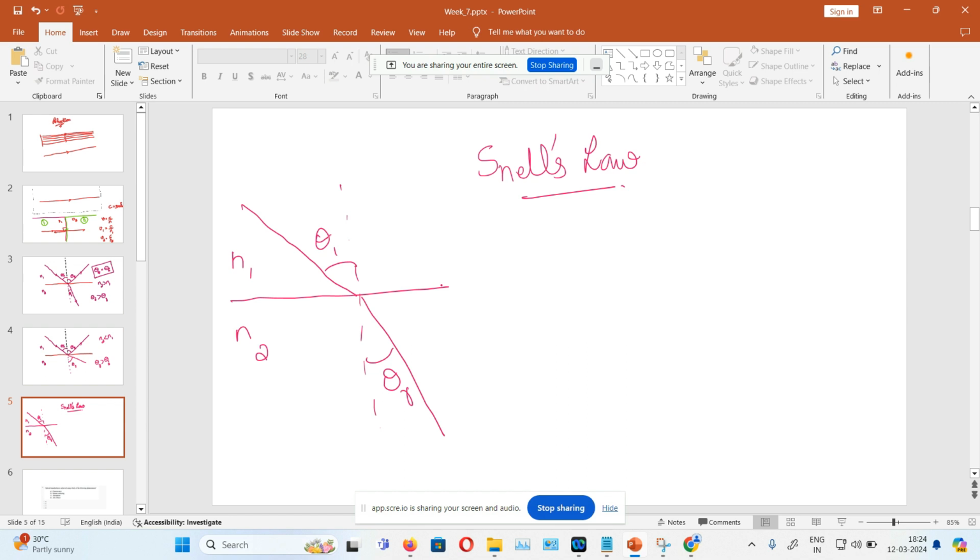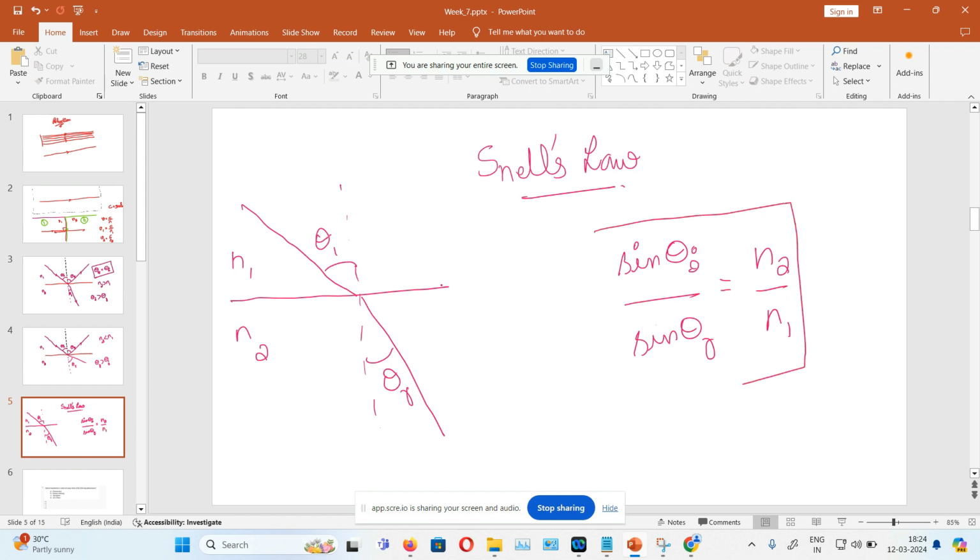Then the relation between theta I and theta r is connected with the sines. So there is a nice relationship between the sine of the angle of incidence and the sine of the angle of refraction. And sine theta I divided by sine theta r actually gives the relative refractive index of the second medium with respect to the first.